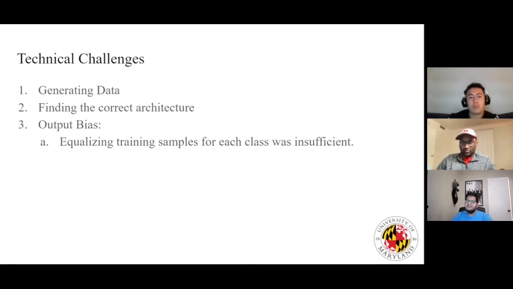The third one was the bias of the output. We realized that even if we have the same number of classes, and for each class we have an equal number of training examples, your output can have a bias. This was partly because, as I mentioned, we extrapolated these data points from a single path, so we had more data points that accounted for small distances. So we decided that we'll clip those distances and try to equalize each of the training samples' features.